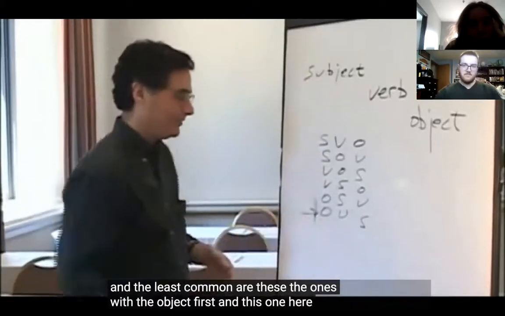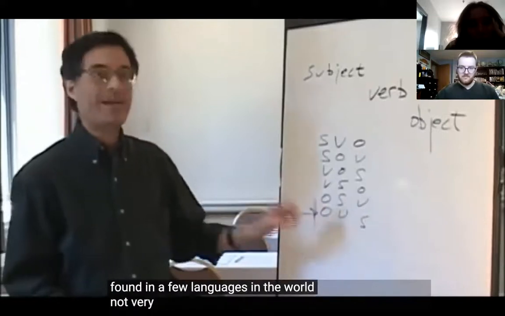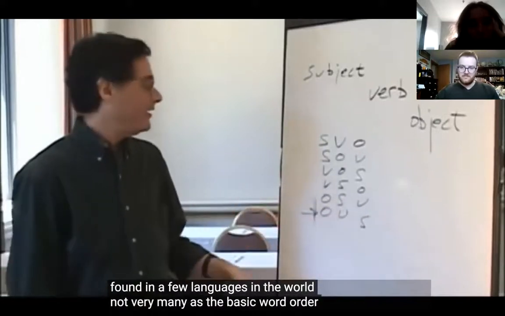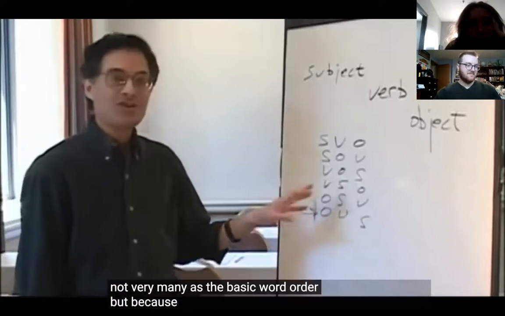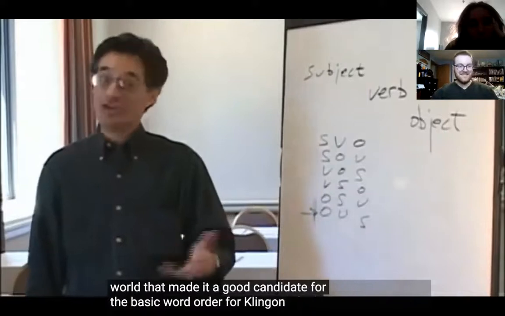And this one here is the one I chose for Klingon that's found in a few languages in the world, not very many, as the basic word order. But because it's so uncommon in the world, that made it a good candidate for the basic word order for Klingon, which is not of this world.